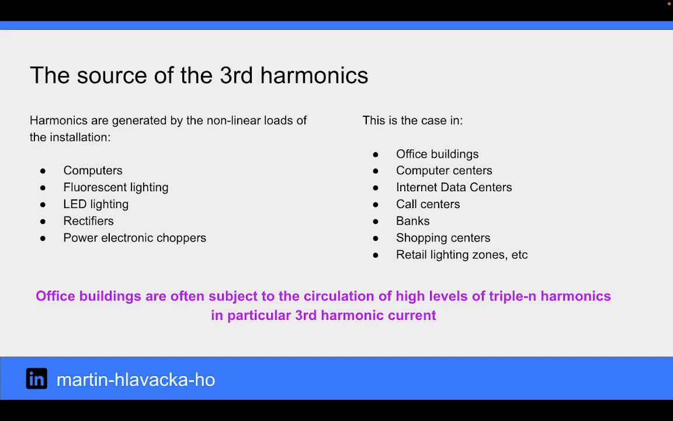Harmonics are generated by the nonlinear loads of the installation, such as computers, fluorescent lighting, LED lighting, rectifiers, and electronic power choppers. Office buildings and computer centers are often subject to the circulation of high levels of triple harmonics, particularly third harmonic current.